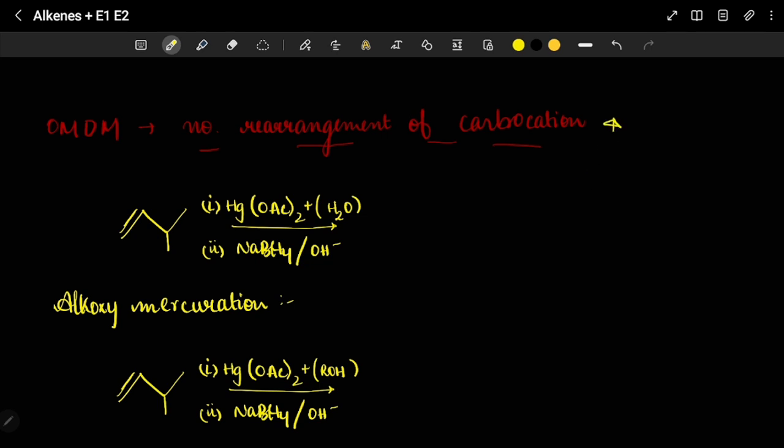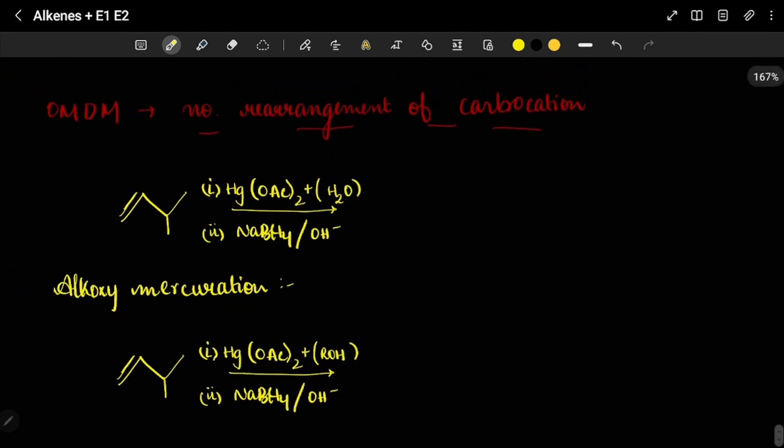That's a very important learning from OMDM, and it can make trick questions because, by mistake, while solving questions, we can directly rearrange the carbocation by thinking something, so don't do that.